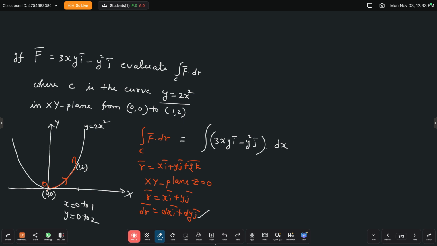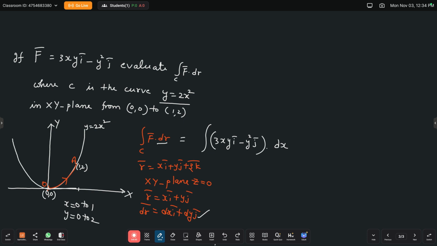See, we need the line integration of f dot dr. F is already mentioned in the problem. For dr, you find the displacement. Here always you choose the position vector along the curve. R bar is equal to xi plus yj plus zk, and in the xy plane z is 0, so r bar becomes xi plus yj only. Now find dr. How can you find dr? Differentiate with respect to the variables. Dr is equal to dx i bar plus dy j bar.